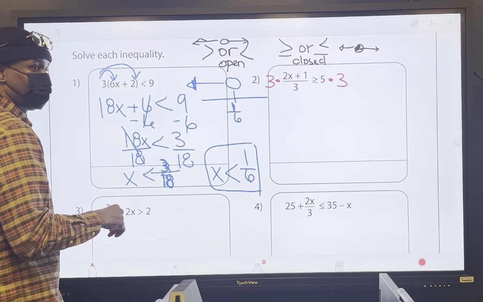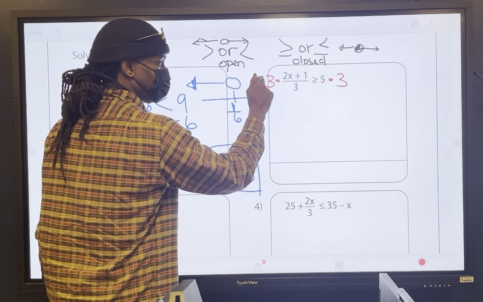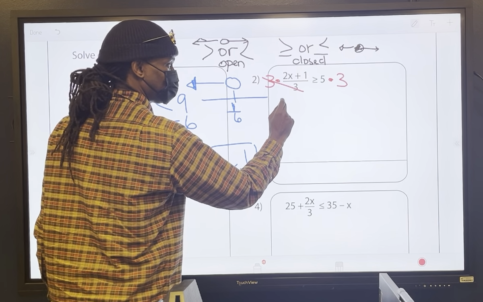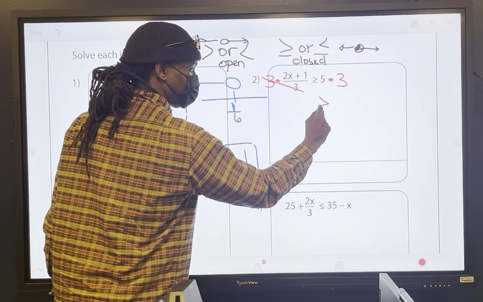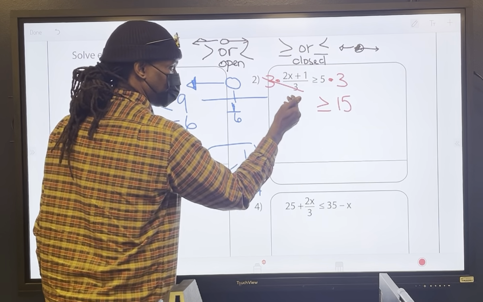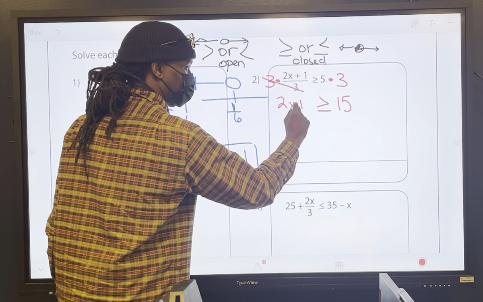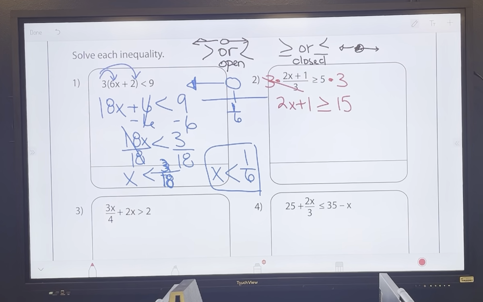What happens to my 3s? They cancel out. They cancel. What's remaining on this side now? 15. Well, that's on this side. You got 15. But on this side, I have what left? 2x plus 1. That's the first step. Boom, stop.